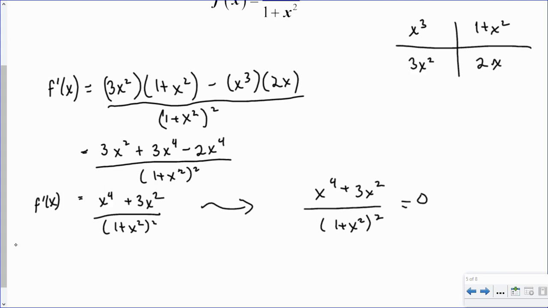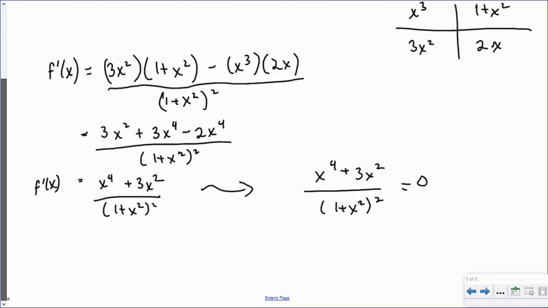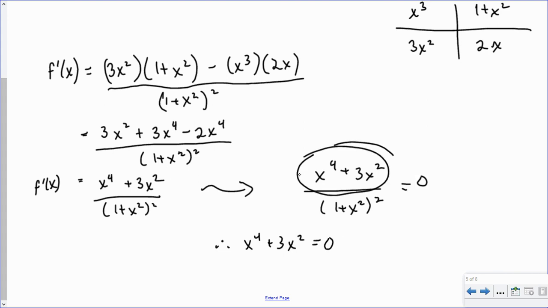Well, this leads us to another important concept in this particular section. When our derivative as a quotient is equal to 0, then I can focus just on the numerator equaling 0. So I can just grab this expression in my numerator and set that equal to 0. Now I can solve.